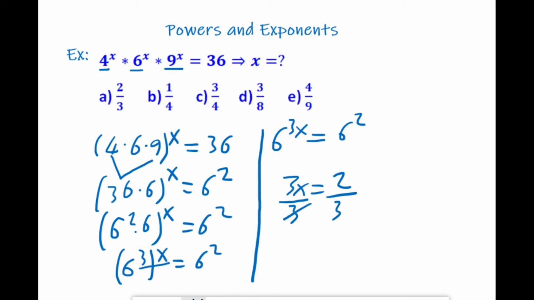Once you do that, these 3's are gone, x is left over, and it is equal to 2 divided by 3, which gives us the answer as A. And let's continue with the next question.